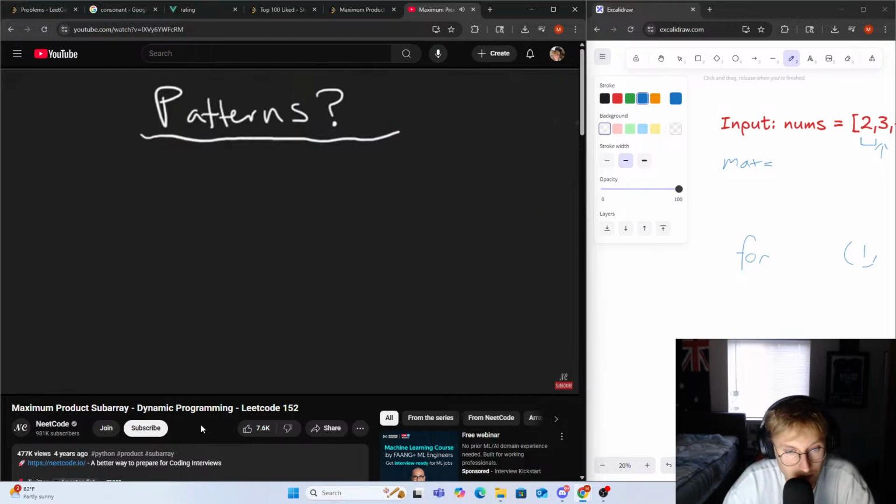So my question is, can we do better? And how can we do better? Maybe there are some patterns in this problem that we can use to our advantage to find a better solution than n squared. So let's look at one example.